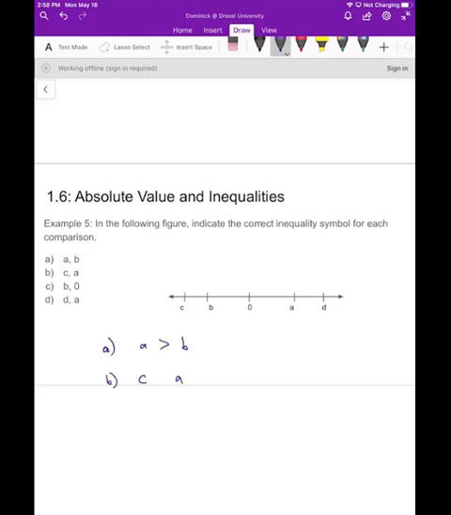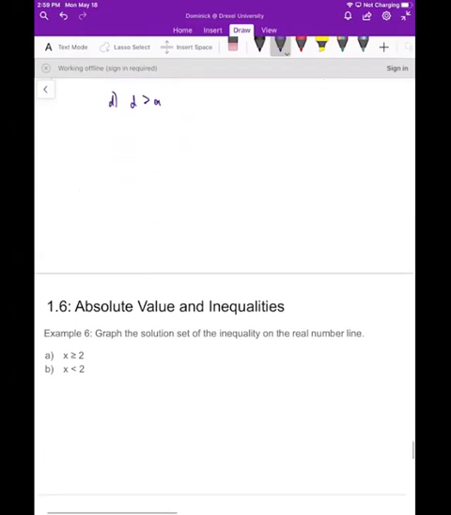Okay, for part B, we have C and A. A, again, is further to the right, so that's going to be greater than C, or C is less than A. All right. For part C, we have B and 0. 0 is further to the right, so 0 is greater than B, or B is less than 0. And then for part D, we have D and A. D is further to the right, so in this case, D is greater than A. Okay, so that's how we can use the number line to sort of compare two numbers.